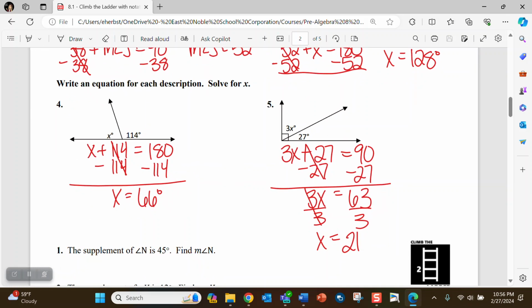So in number 4, x plus 114 equals 180. Those are supplementary angles because they form a straight line. We're going to subtract 114 from both sides. We get that x equals 66.